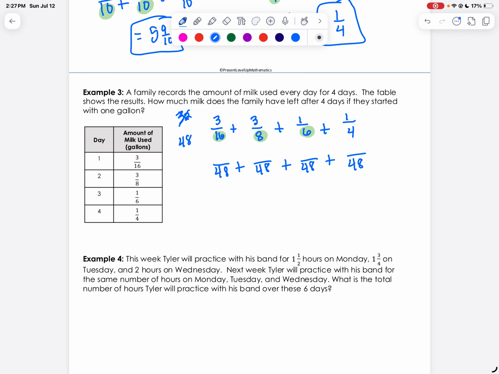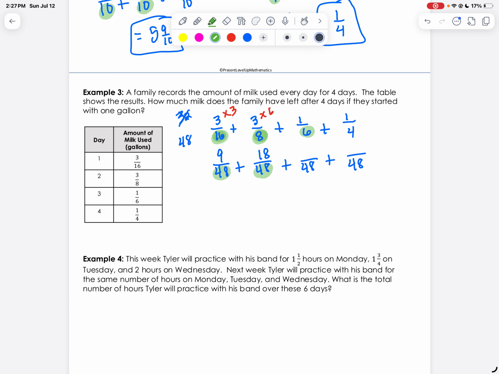All right. So looking at our first denominator, 16. To get 16 to turn into a 48, I'd have to multiply it by 3. So I'll have to multiply the top by 3. So 3 times 3 is 9. All right, for our second denominator, to get an 8 to turn it into 48, I'd have to multiply by 6. So 3 times 6 gives me 18.